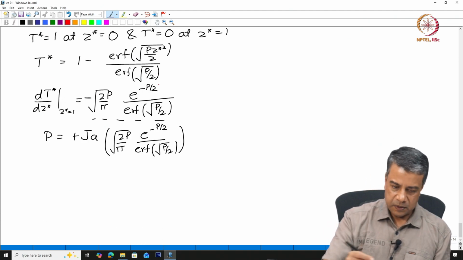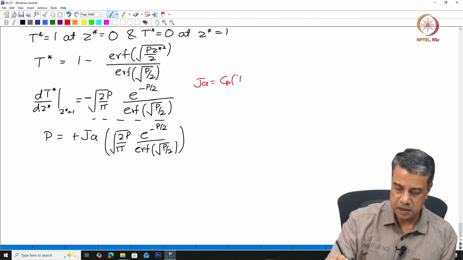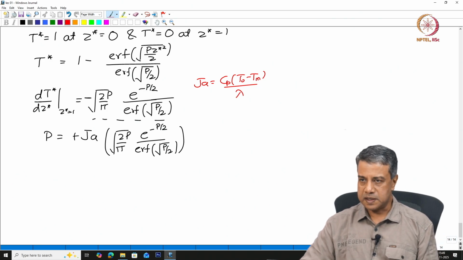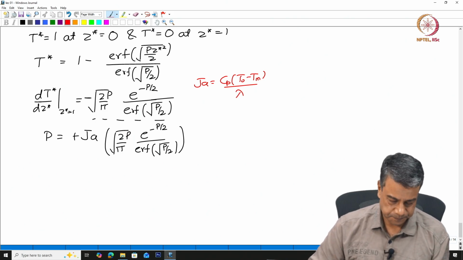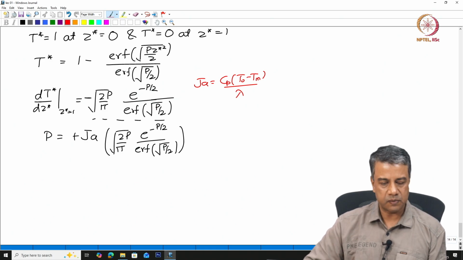Jacob number is something we know. Ja is equal to Cp times (T naught minus Tm) by lambda. Cp and lambda are material properties. Tm, the melting temperature, is a material property. T naught is the temperature that you fix for the top surface. So, this equation has to be solved implicitly, knowing the Jacob number, to determine P.